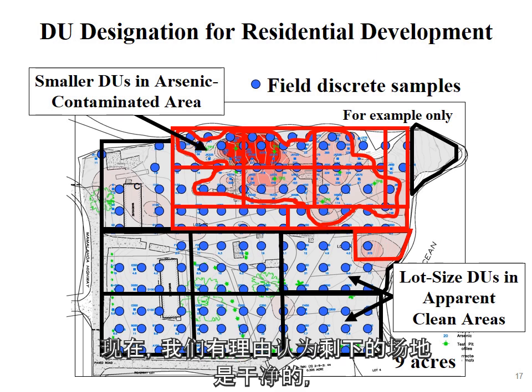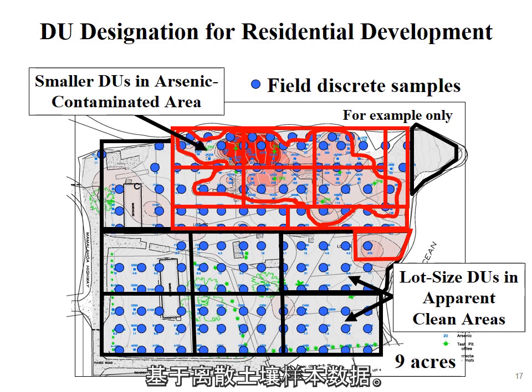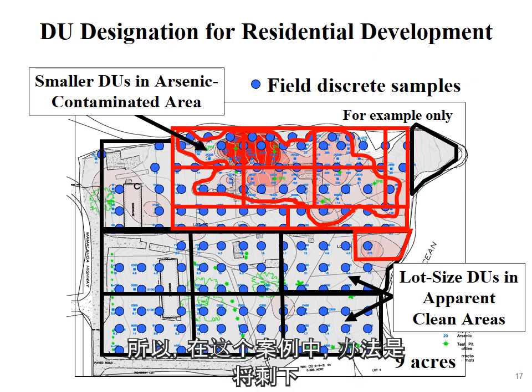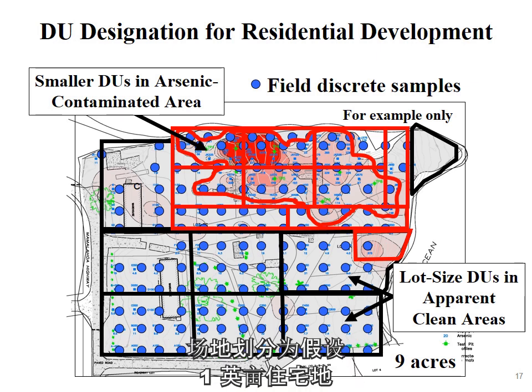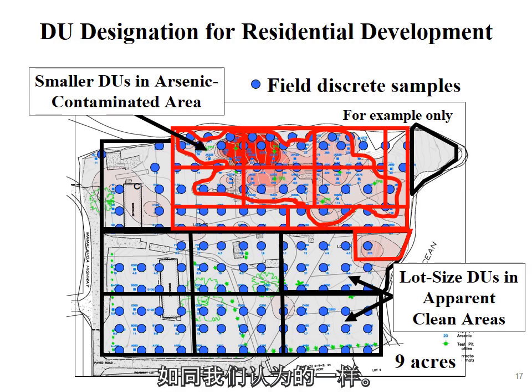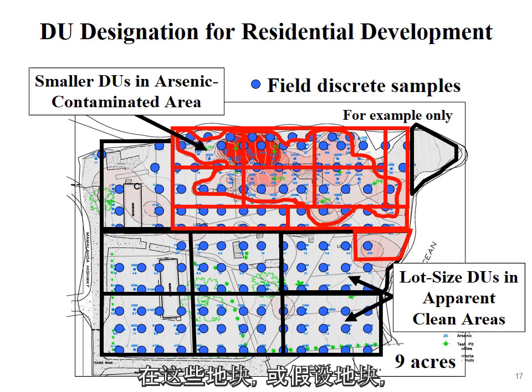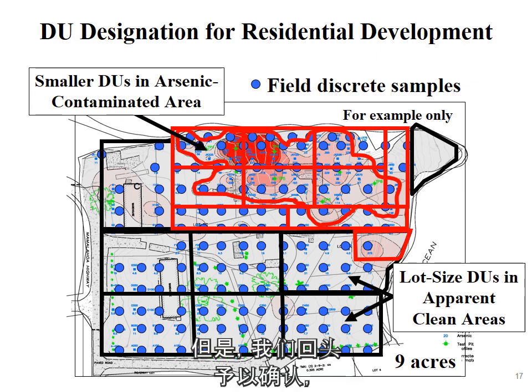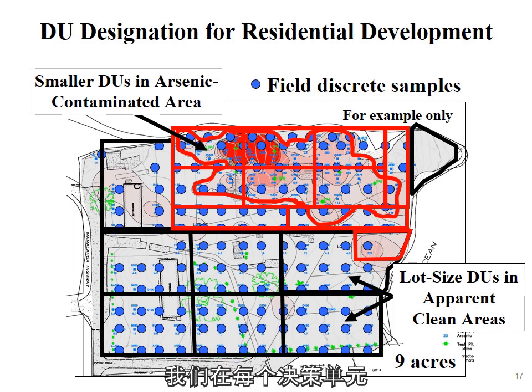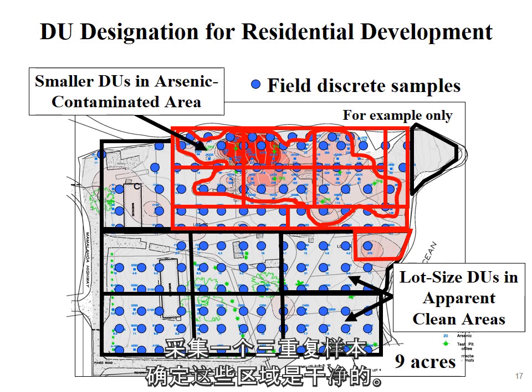Now the rest of the site we had reason to suspect was clean based on the discrete soil sample data. So in this case, the idea was to split the rest of the site up into hypothetical 1-acre residential lots, like we would anyway. And then we have a lot of discrete data within these lots, or hypothetical lots, but we want to go back to confirm that. We'll collect 1 multi-increment sample within each one of the DUs, and then a triplicate sample probably in one of the DUs, just to confirm these areas are clean.